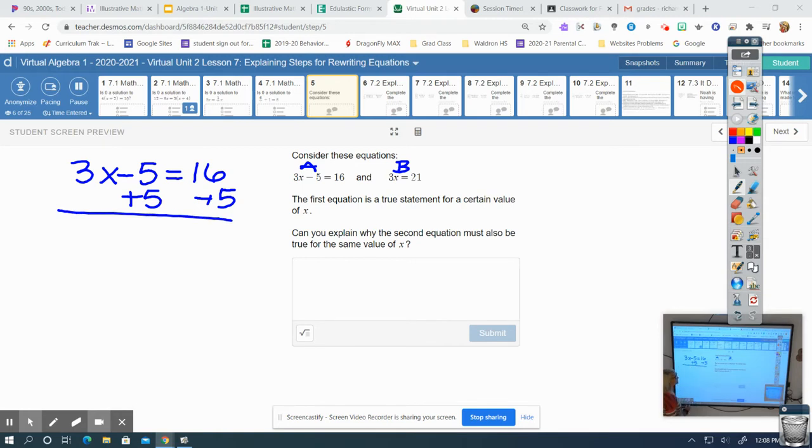We call this combining like terms. If you're moving a term across the equal sign, you have to do the inverse operation. So 16 plus 5 is 21. It maintained its equality because we did the correct operation. We couldn't just subtract 5 from 16 because then we would still have a negative 5 on this side, and that would not help us. So if you're moving a term or combining like terms across an equal sign, you have to do the inverse operation.